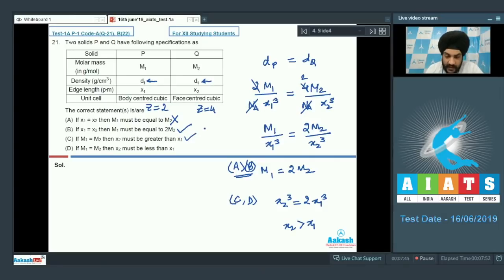This is correct, students. If you talk about the D statement now, if M1 equal to M2, then X2 must be less than X1. So this is incorrect, students. In option C, we had already seen that X2 must be greater than X1 for this given condition of M1 and M2 being equal. So students, the answer to question number 21 is option B and option C. Let us look at the next question now.